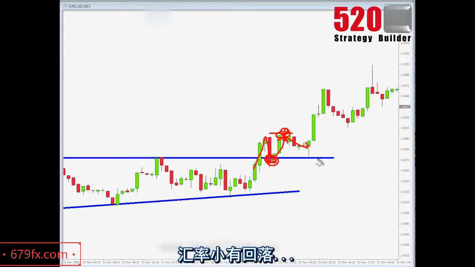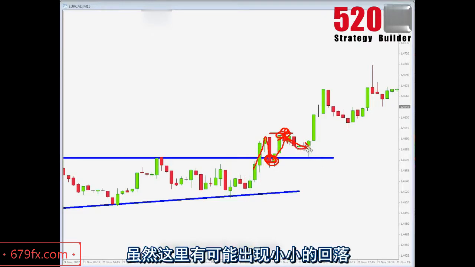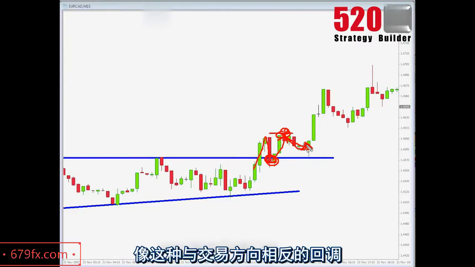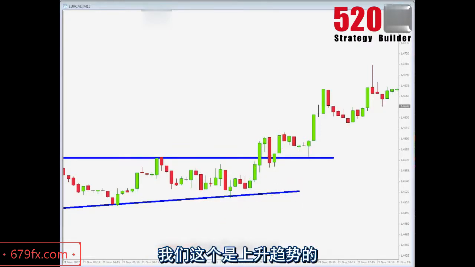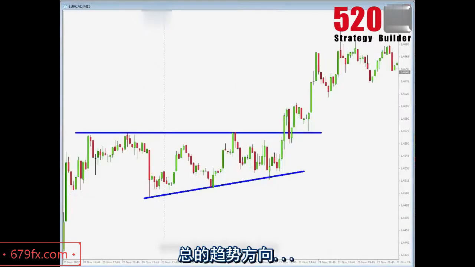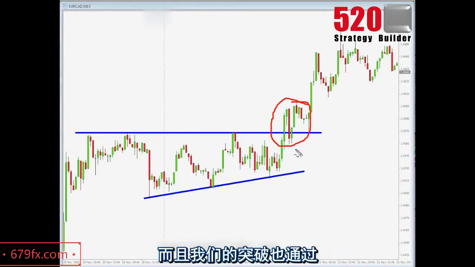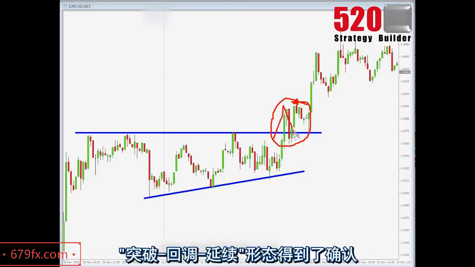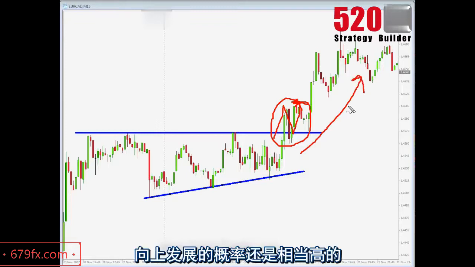Even though we retrace a little bit after the entry, that's the beauty of stacking up chances on your side. Even if you go through a small drawdown, or a pullback against your trade, the overall market sentiment, remember we were in an uptrend, the fact that we broke out in the direction of the main market sentiment, and the fact that we also confirmed the breakout with the breakout pullback continuation pattern, will eventually muscle price in our direction most of the time, and we'll be able to score a profit on this long entry.